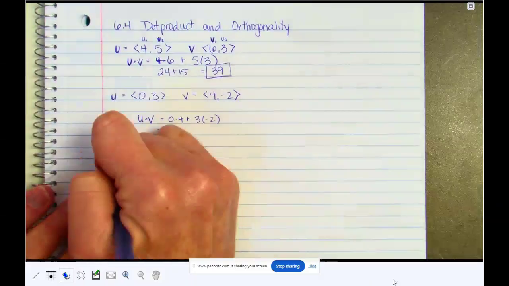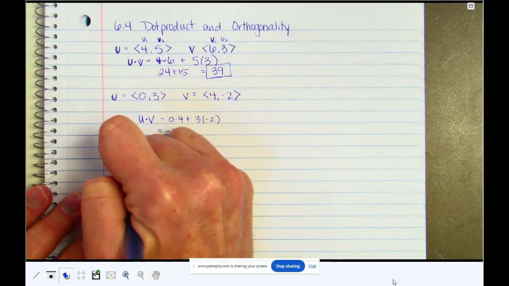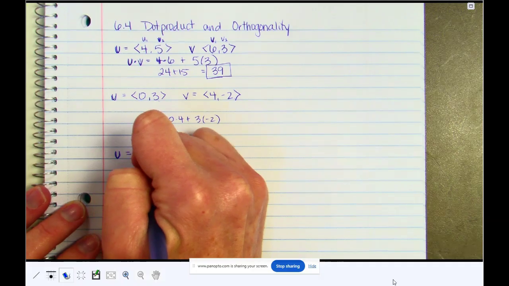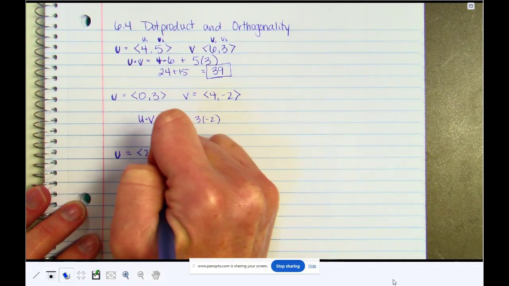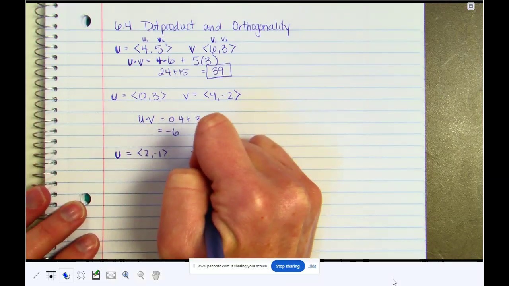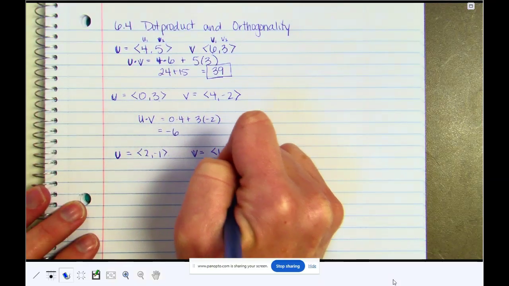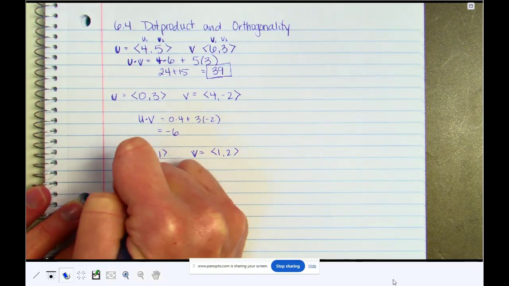Okay, so let's do one more. Not much else I can do here. u is 2, negative 1, and v is 1, 2. And please find u dot v.